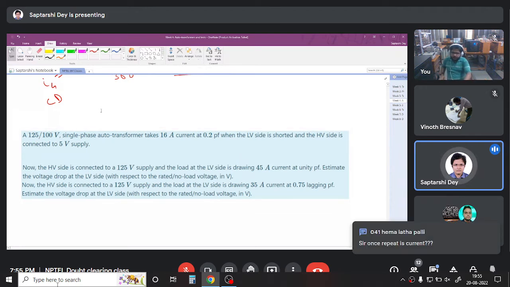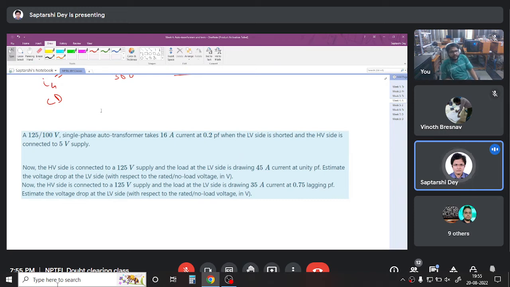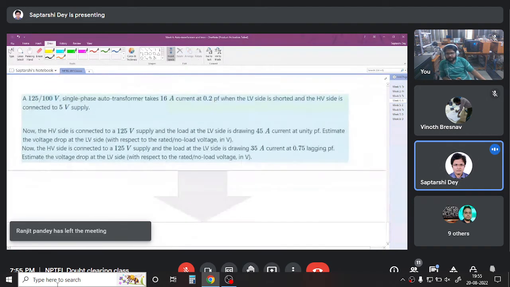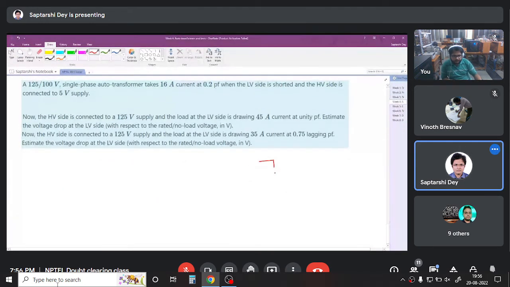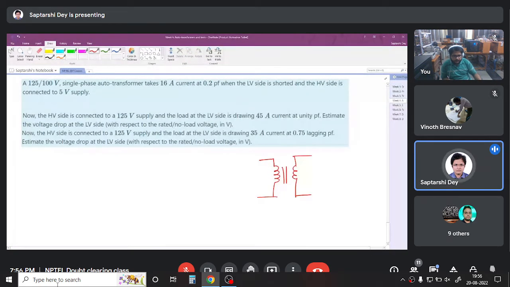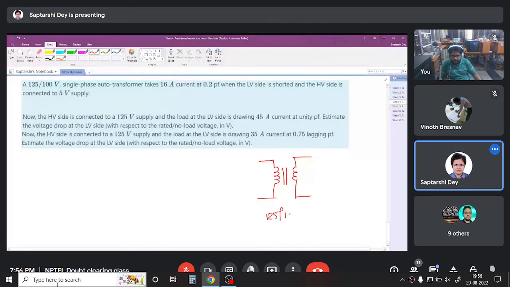A 125 volt by 100 volt single phase autotransformer takes 16 ampere current at 0.2 power factor when the low voltage side is shorted and the high voltage side is connected to 5 volt supply. So the low voltage side is the secondary side. So we have the transformer like this. It is a 125 by 100 volt transformer, and the low voltage side is shorted.